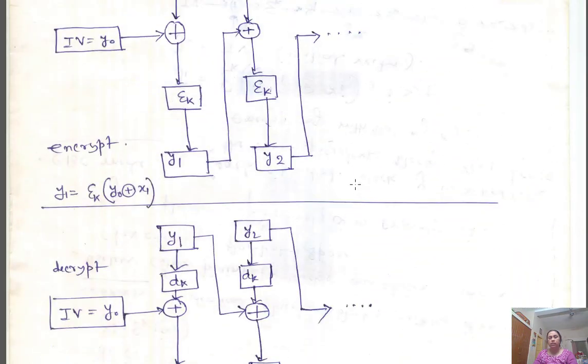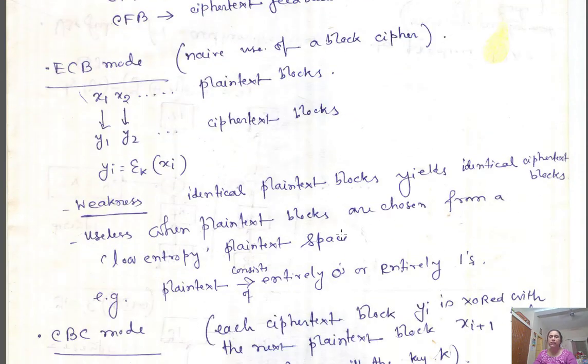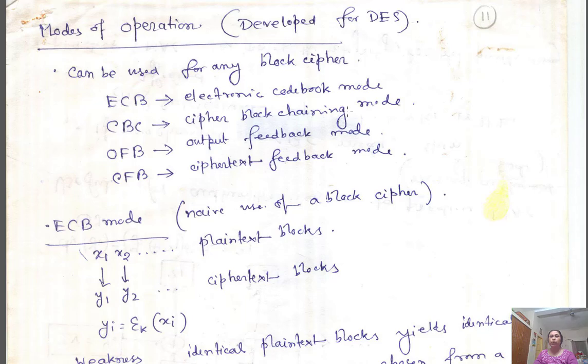But another advantage is, this is a disadvantage, but another advantage is that from x1 you are generating y1, from x2 you are generating y2, and these are all independently generated. There is no correlation. So it can be parallelized, but this type of weakness remains. So this is ECB mode, electronic code book mode.